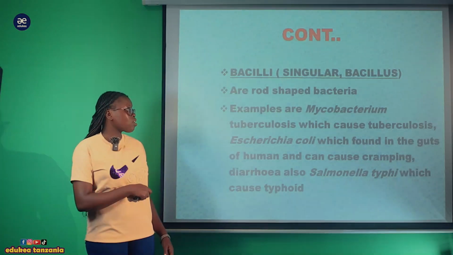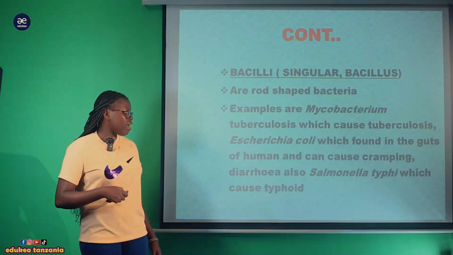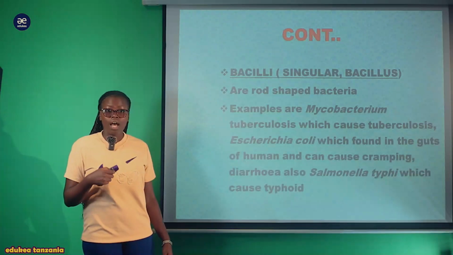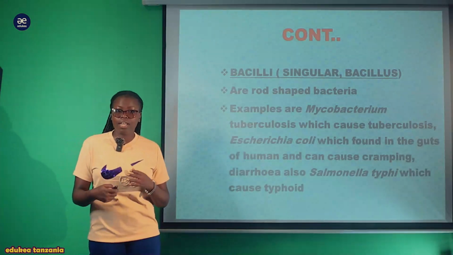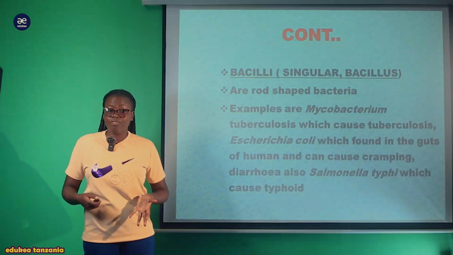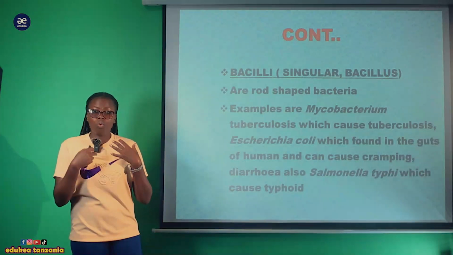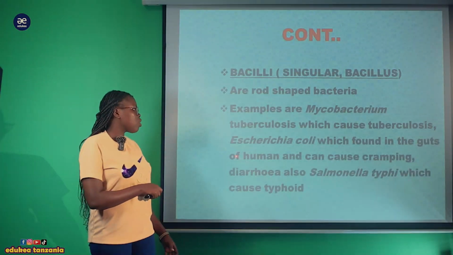Escherichia coli causes destruction in the digestive system, which leads a person to start having diarrhea. Escherichia coli is found in the gut of humans and can cause cramping and diarrhea.